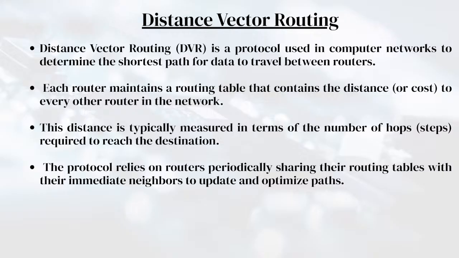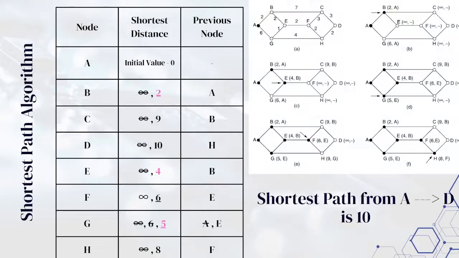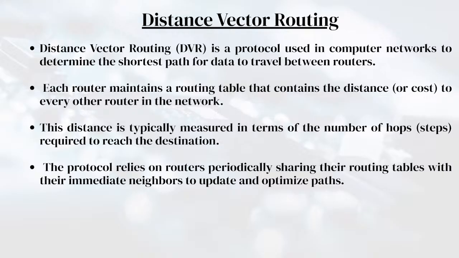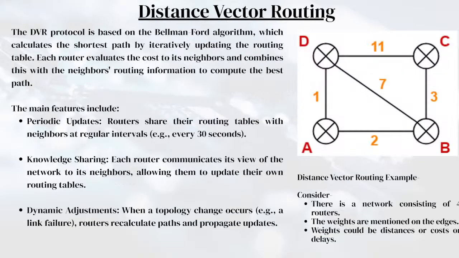Okay, so like in the shortest path algorithm, where by using an example we tried to understand the concept, in the same way we will understand the concept of distance vector routing in detail using an example. Here again I am repeating, the distance vector routing protocol is based on the Bellman-Ford algorithm, and the shortest path was about the Dijkstra algorithm, right? So it is about the Bellman-Ford algorithm, which calculates the shortest path by iteratively updating the routing table.